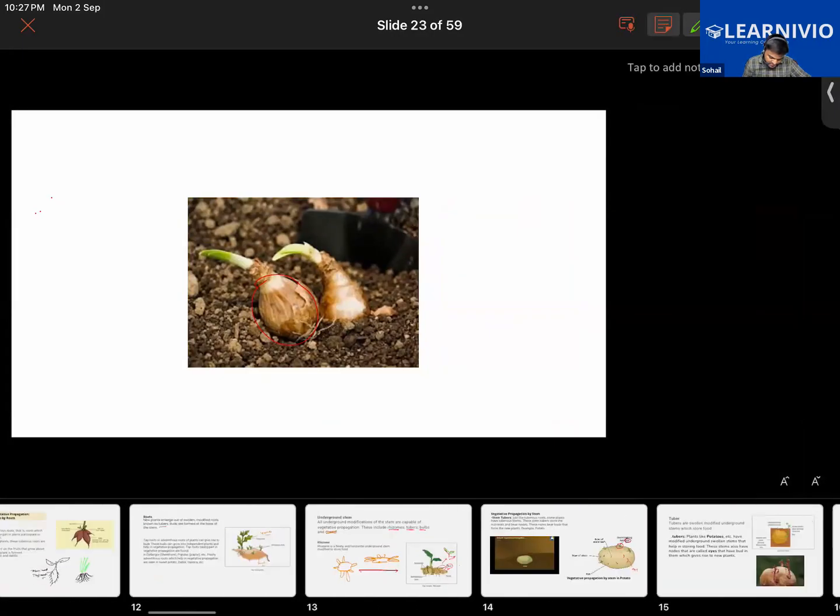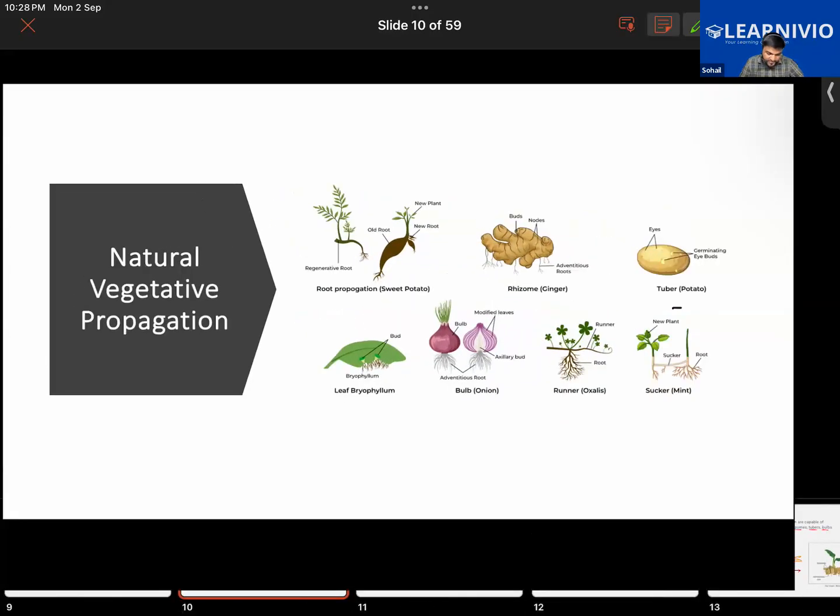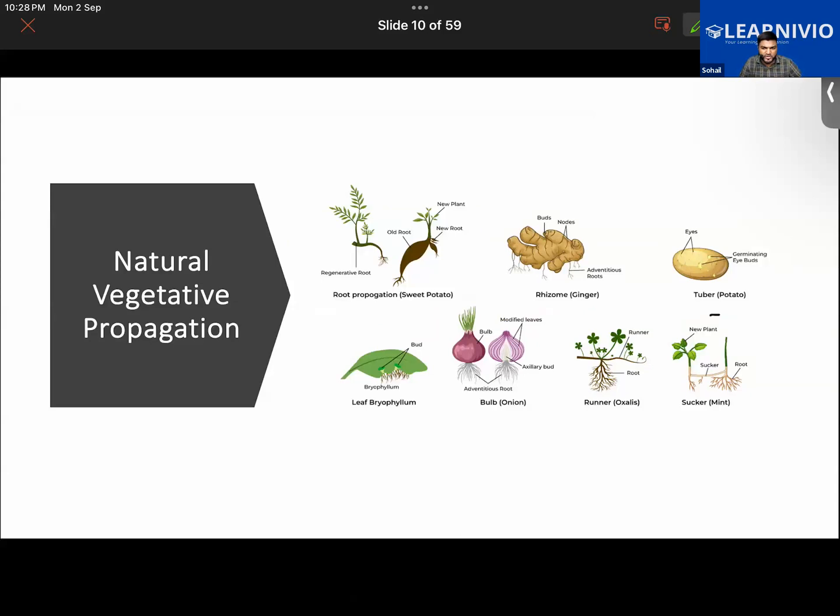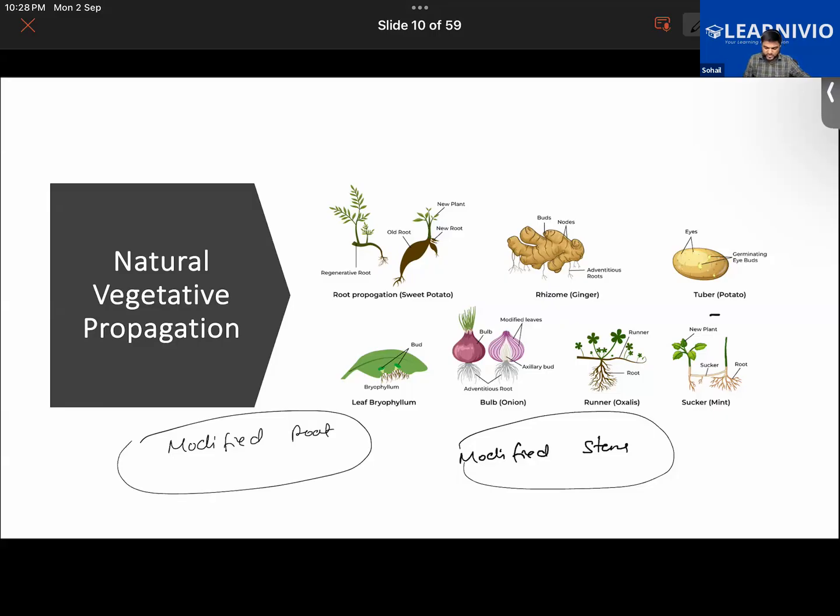So far in the class, we learned about some of the different methods of natural vegetative propagation. We learned about the case of potato, ginger, sweet potato, bryophyllum leaves, onion. We have some other examples like mint and oxalis, and the example of strawberry also. All of them do vegetative propagation with the help of runners or stolons. So you guys tell me, out of these, which ones are modified stems and which one is a modified root? Answer this much.